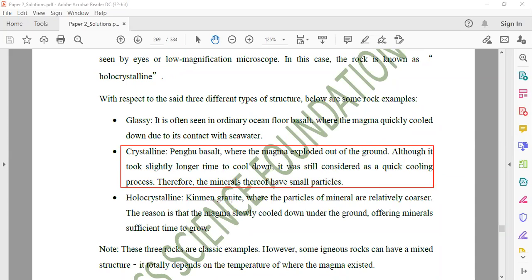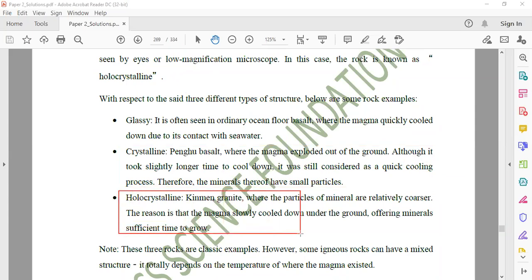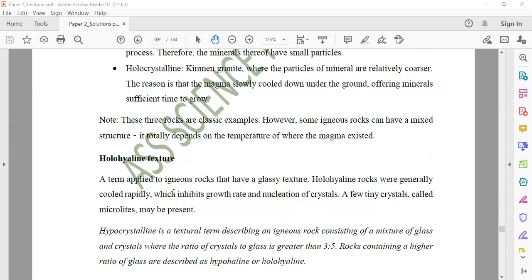have small particles. और अगर holocrystalline की मैं बात करता हूँ, which is important and can be asked, like Kindman granite where the mineral particles are relatively coarse. The reason is that the magma slowly cools down under the ground, offering minerals sufficient time to grow. तो काफी टाइम मिल जाता है पार्टिकल्स को प्रॉपर ग्रो करने के लिए. Such kind of rocks are called holocrystalline.